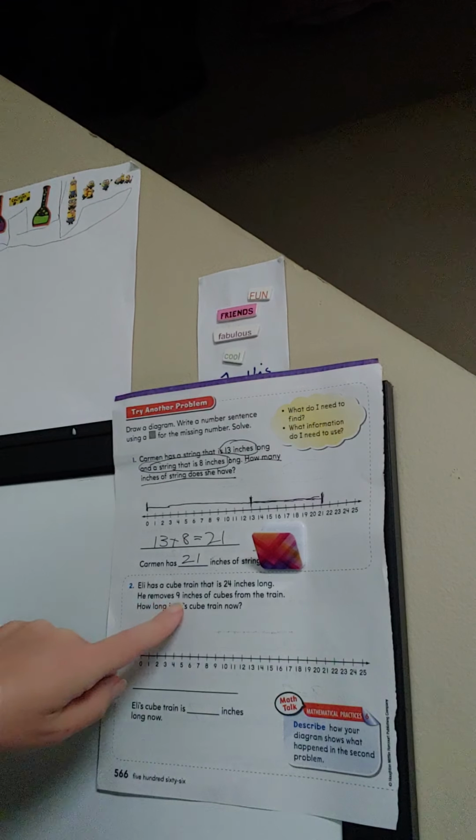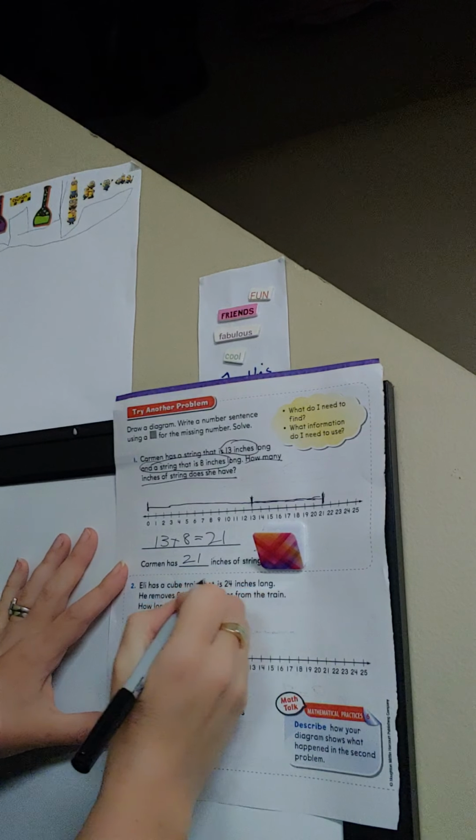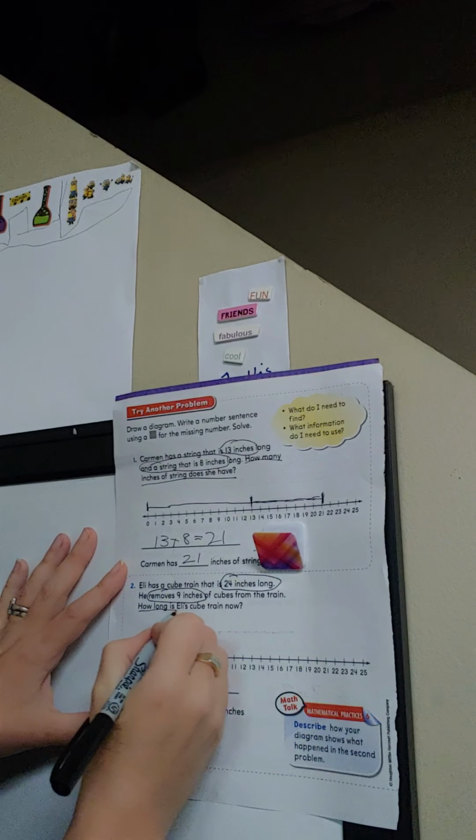This says Eli has a cube train that is 24 inches long. He removes 9 inches of cubes from the train. How long is Eli's cube train now? Okay, so we have to start at 0 and we're going to go all the way to what? 24. He has a cube train that is 24 inches long. He removes 9 inches. How long is his cube train now?